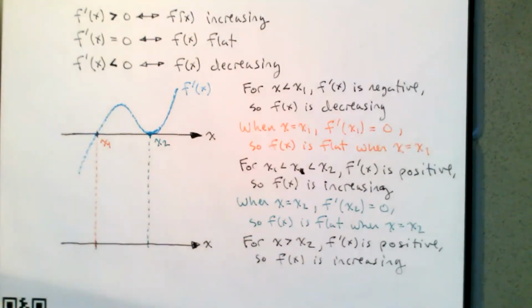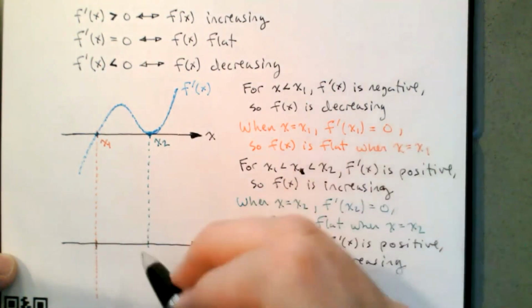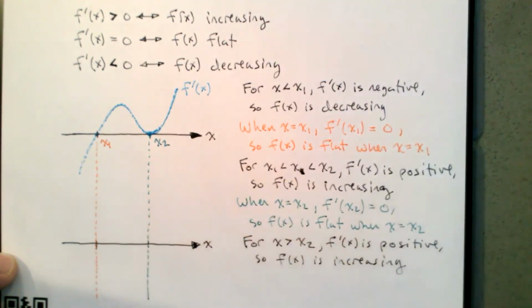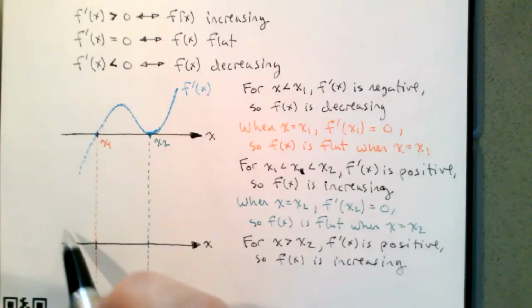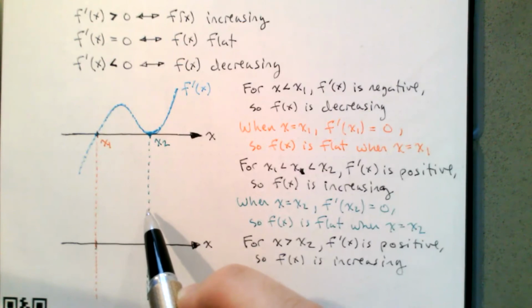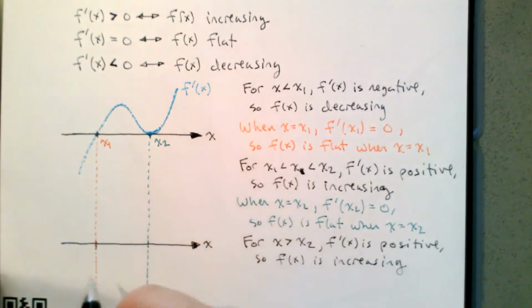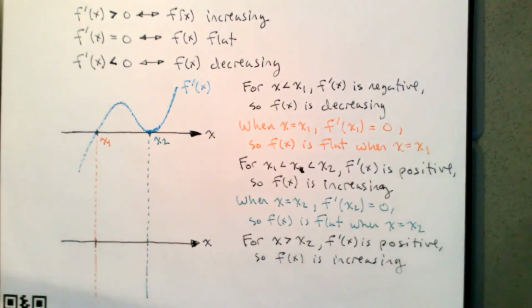So at x2, the graph of f flattens out, but then continues to increase. So I'm going to draw down here a function f of x that decreases down to x1, goes flat at x1, increases from x1 to x2, flattens out at x2, and then starts increasing again. So that means f at x1 is going to have to be lower. I'm going to draw it flat way down here.